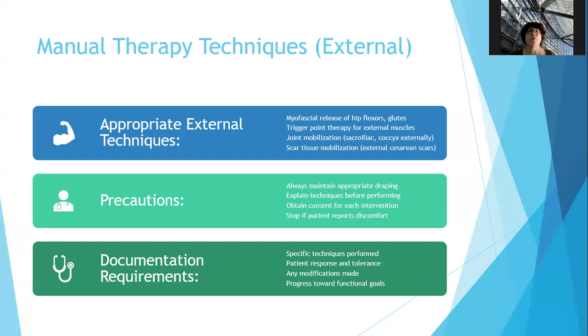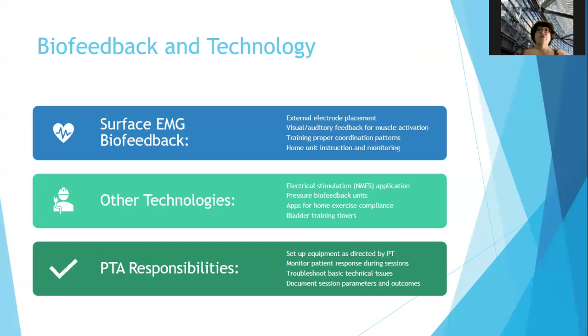The precautions that we want to look at when we're doing manual therapy, obviously, we always want to maintain appropriate draping. We want to explain the techniques before performing them. You want to obtain consent for each intervention, and you want to stop if the patient reports discomfort. Well, obviously, those precautions go for anything that we're doing, not just for pelvic health. We're going to document the specific techniques we performed, the patient response and tolerance, any modifications we made, and progress towards their functional goals.